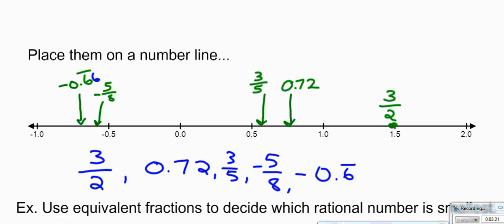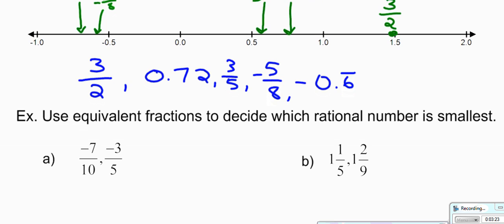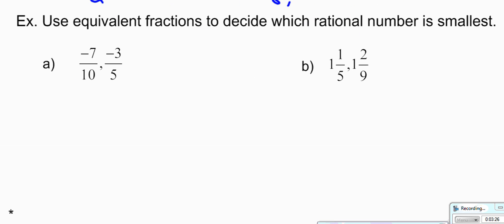The next little bit of review from lesson 1 that I would like you to do is use equivalent fractions to decide which rational number is the smallest. You may also use a decimal method, but I would like you to practice using the fraction method just because most of you tend to struggle with it. So I want you to pause this and try to figure out which value is the smallest value, keeping in mind that smallest means furthest to the left on a number line, and then you can check your answer. So pause it, solve it, check your answer.